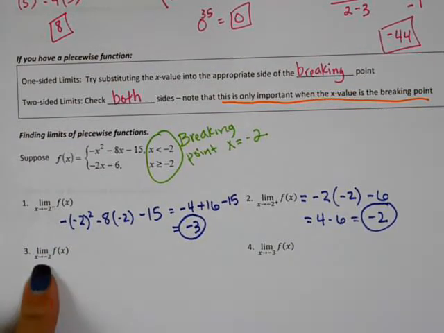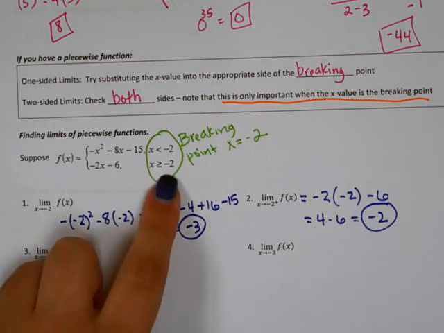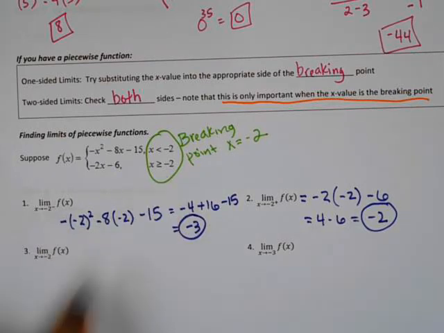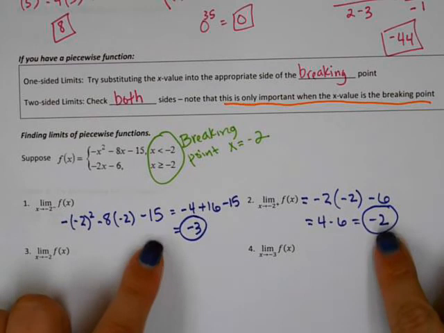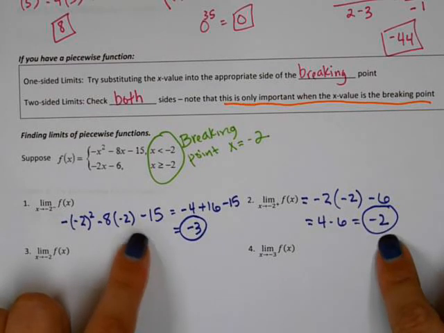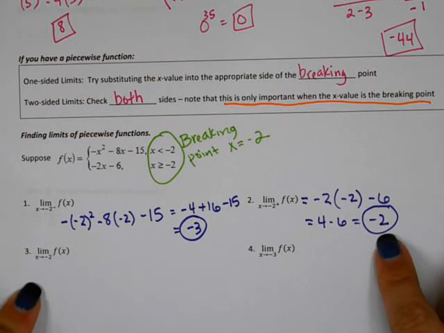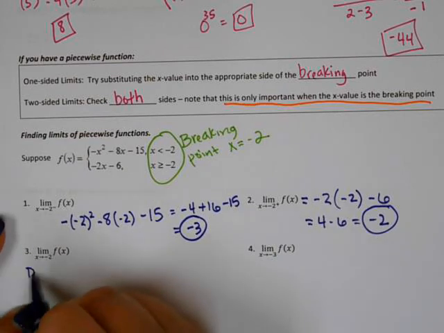Now I want to look at the limit as x approaches negative 2 of f of x. We know that in order to look at a two-sided limit, we have to look at the left side and the right side, especially since negative 2 is our breaking point. Luckily, we did both of those pieces right here. If we look, we can see the left-sided limit and the right-sided limit do not match up, which means this overall limit does not exist.